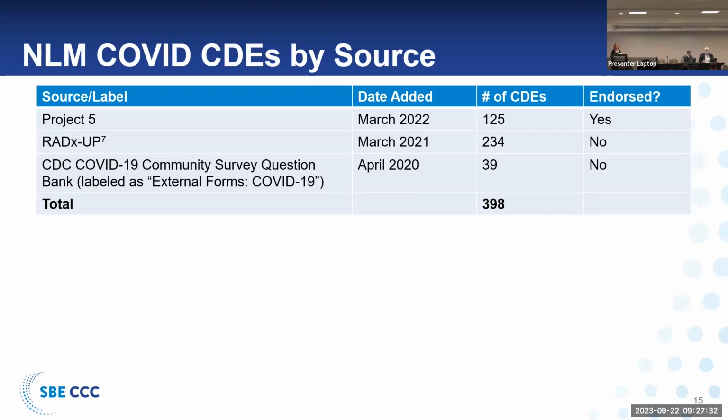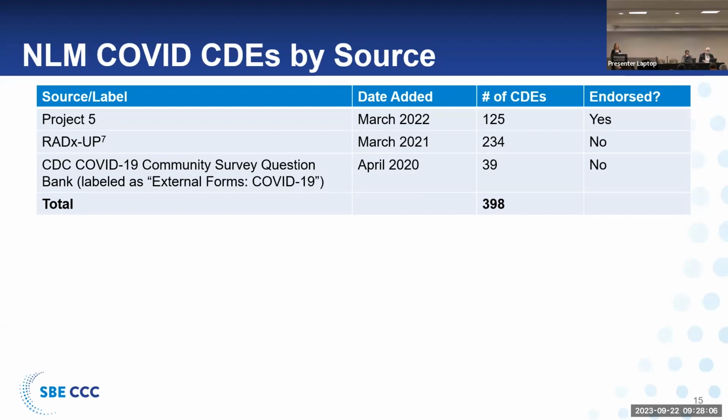My very high-level understanding of it is that it was a cross-NIH effort to identify CDEs related to COVID from a wide range of research disciplines. Project 5 resulted in the addition of 125 CDEs to the repository in March of 2022. And those CDEs have been reviewed and endorsed by the NLM CDE Governance Committee. There are also a batch of CDEs that came from the RADx-UP initiative that Patty Brennan spoke with us about yesterday.